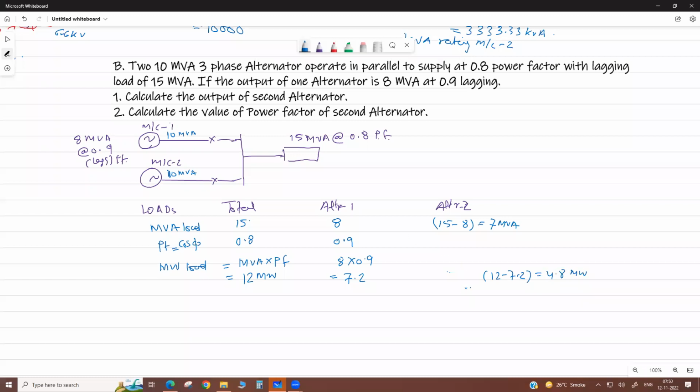Now therefore the power factor of machine 2 is again megawatt divided by mega volt ampere, which comes 0.68 lagging.